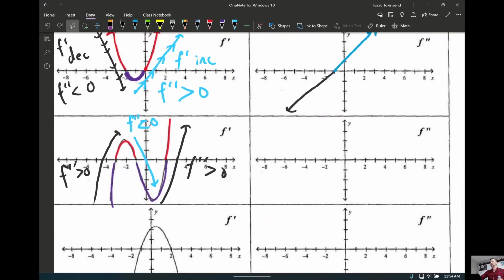Okay. Then, if we've already put some thought into the second derivative, then this one should be pretty quick to finish up here. First derivative is increasing, second derivative is positive, so that would be above the x-axis. Above the x-axis, that's where it's positive. And where the first derivative is decreasing is when the second derivative is negative. And so if we're graphing the second derivative, for it to be negative, it's got to be below the x-axis. So it probably looks more like a parabola.